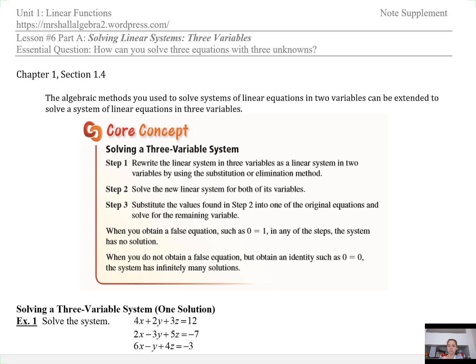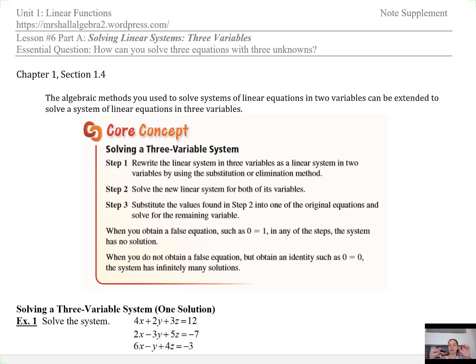variable. Okay, so the gist of it is we first want to make it look like 2 variables with two equations with 2 unknowns. So we want to use the 3 equations we start with to get down to 2 equations and 2 unknowns. And then you solve how we solved in Lesson 5 for those 2 variables. And once we figure out what those 2 variables are, we can plug them into one of the original equations to get the 3rd variable.